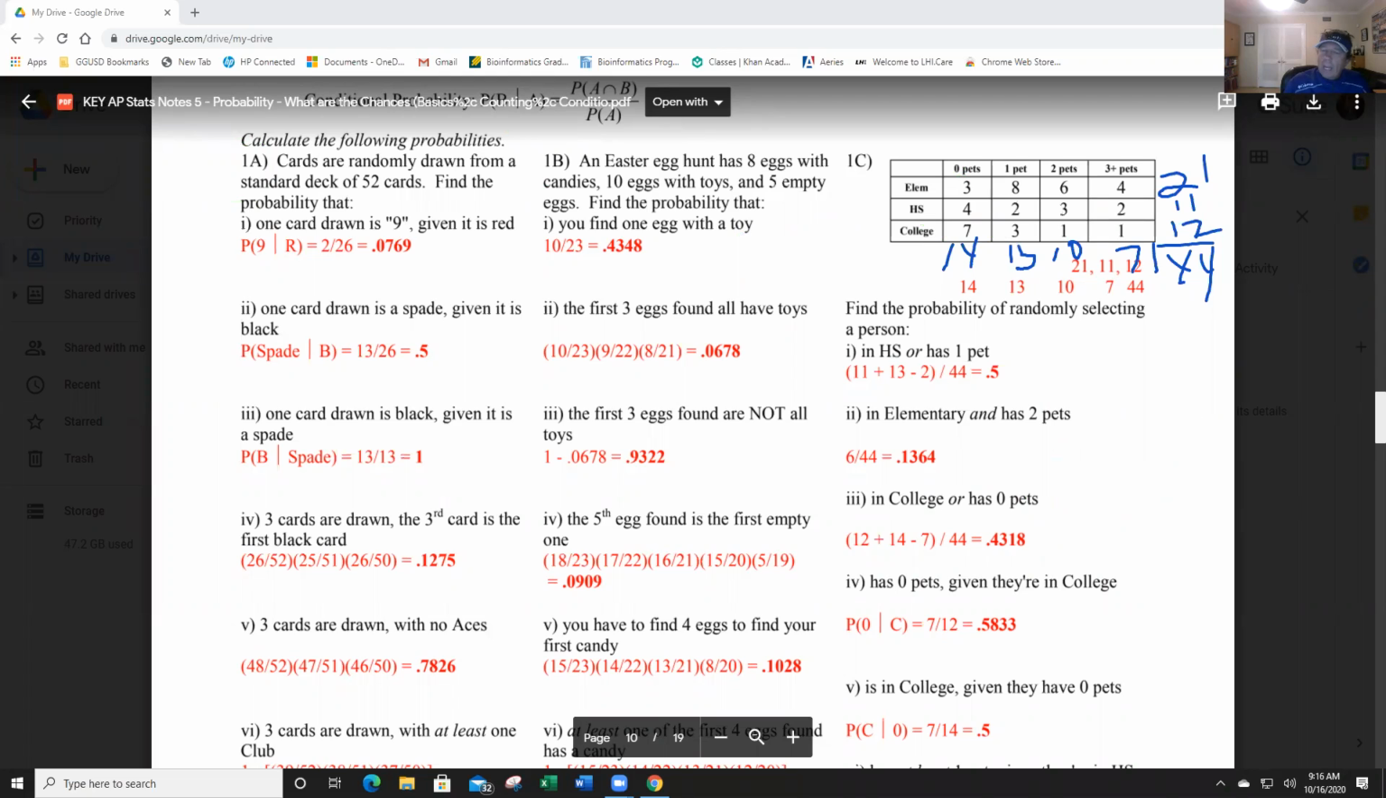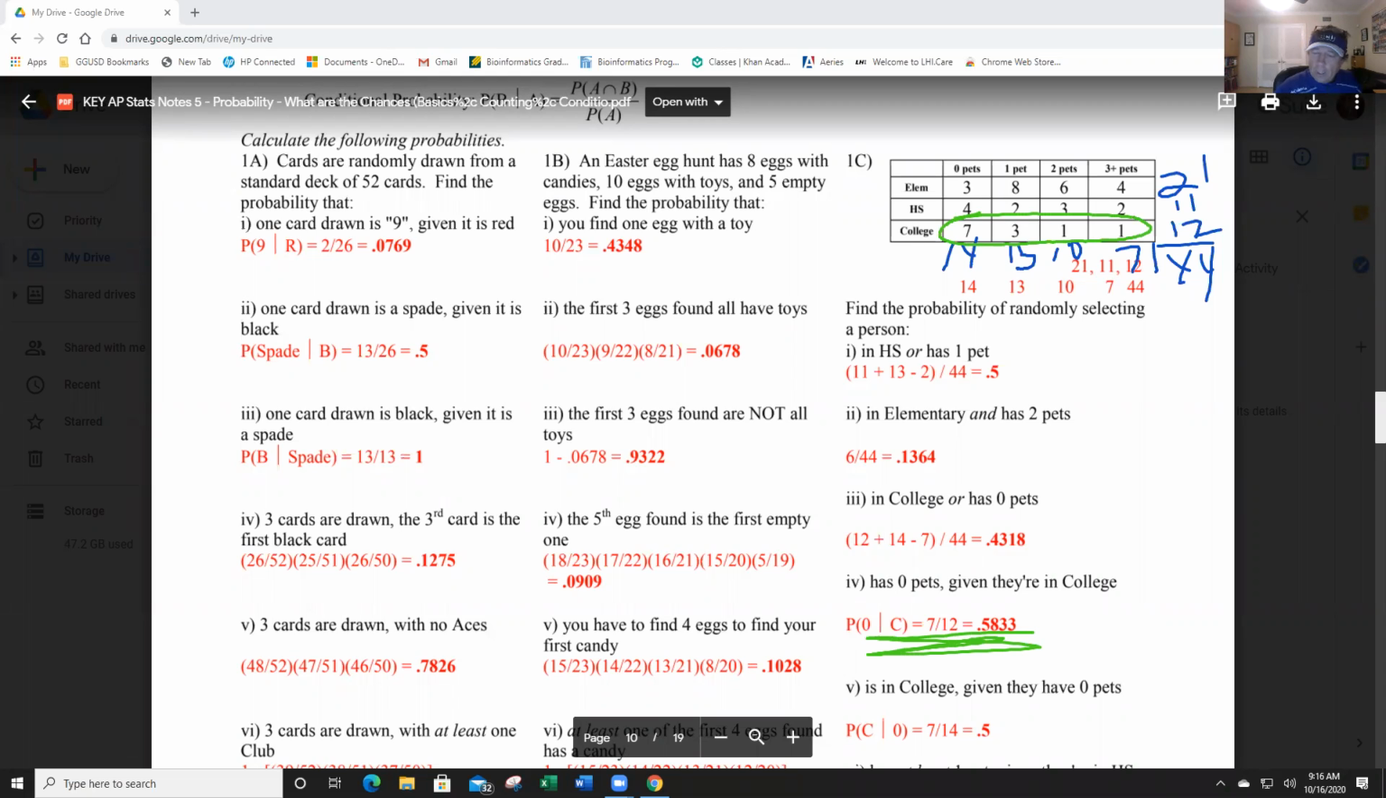All right, next one. Again, this problem is pretty easy. Has 0 pets given they're in college. All right, college kids are right here, okay? So there's 12 of them, and 7 of them have 0 pets. Pretty good chance. If you're in college, pretty good chance you're not having a pet.